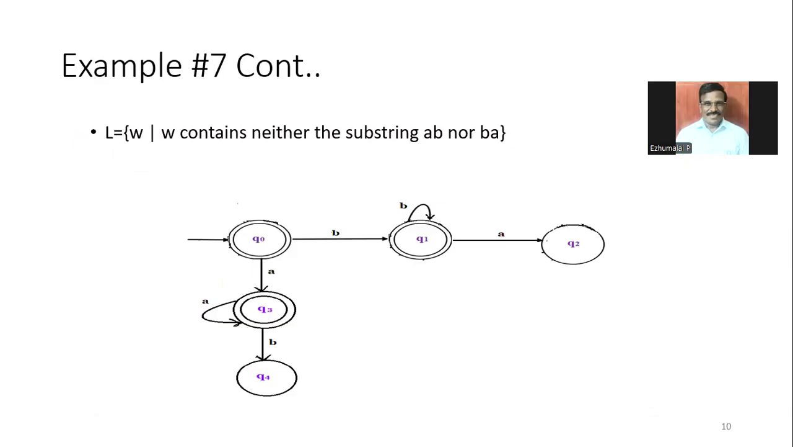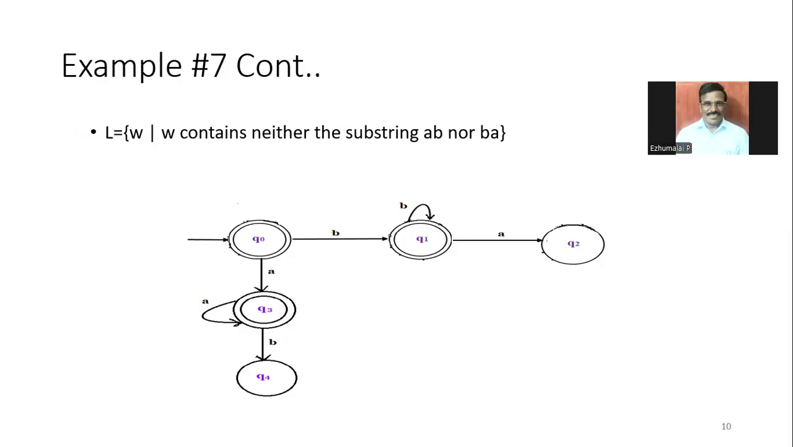Q4 and Q2 are not final states. If any input has AB as a substring, it does not reach a final state. With A as input, it goes to Q3, then B goes to Q4. Q4 is not a final state. So the string AB is not accepted.